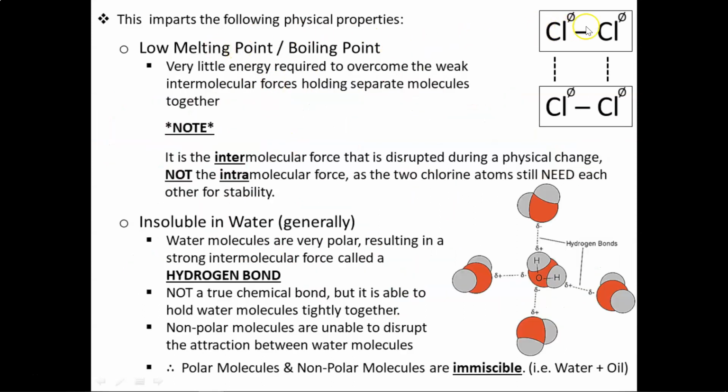First off, because these molecules are neutral and neutral, there's no positive, no negative, because they're equally sharing electrons. Neutral and neutral, they don't really attract each other very well. And because they don't attract each other very well, it's quite easy to disrupt this intermolecular force. So during a physical change like boiling or dissolving, it is the intermolecular force that is being disrupted, not the intra.